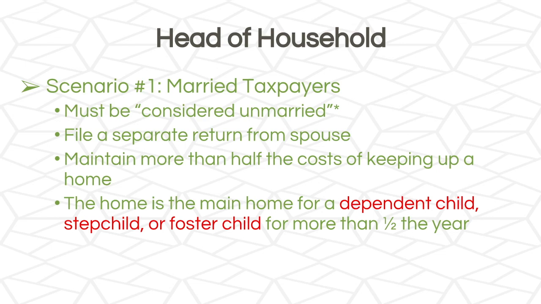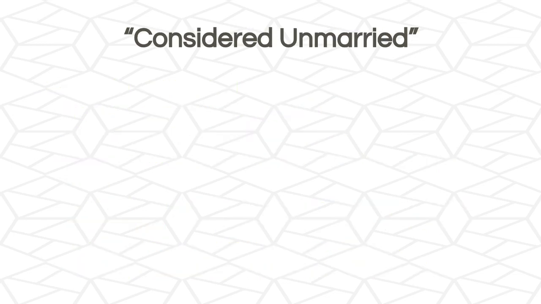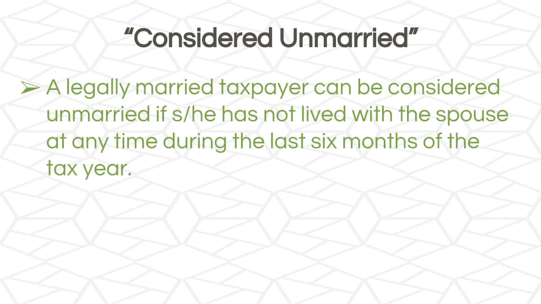So those are 3 very specific relationships that qualify. And note, a grandchild does not meet this test. And then the taxpayer has to claim an exemption for the child. So those three relationships are highlighted in red because those are the only three relationships that can qualify a married taxpayer for head of household. Now, as you know, considered unmarried means a legally married taxpayer can be considered unmarried if he or she has not lived with their spouse at any time during the last 6 months of the tax year.